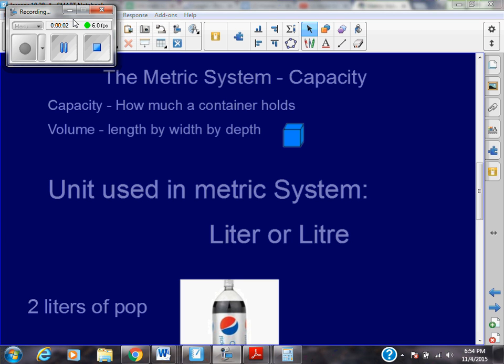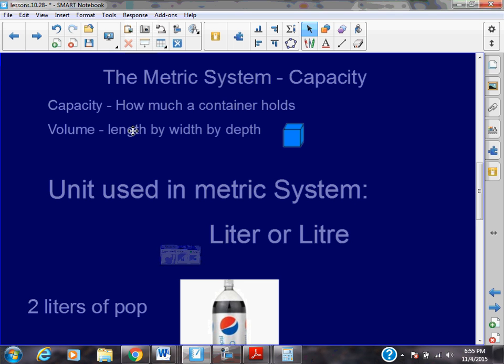The metric system, capacity. Capacity is how much a container holds. The volume of something is the length by the width by the depth. Now, when we look at a cube, we can see how long it is from top to bottom, how wide it is from side to side, and how deep it is from front to back. So if you turned it on its side, you would still be able to see it. There's like a depth there.